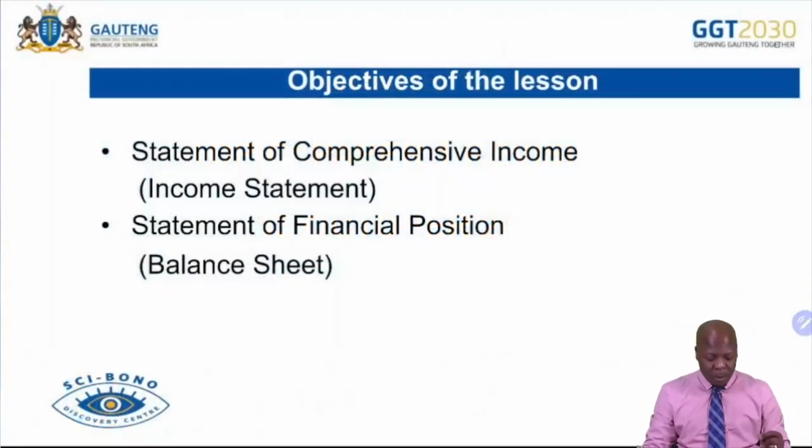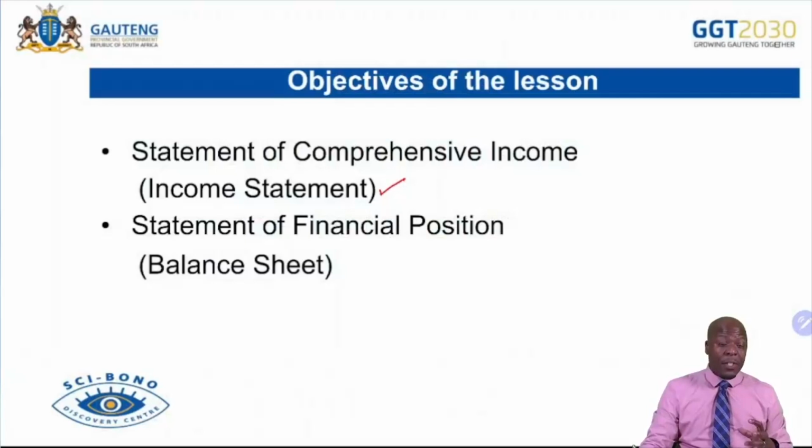In today's class, I'm going to be focusing on the statement of comprehensive income, that is your income statement. And I will also look at the statement of financial position. We're talking the balance sheet. So these are the two statements that I'm going to be focusing on today. Make sure that by the end of today's class, you understand these two statements. I will explain them slowly. I'll make sure that I explain every important aspect, and I want you to engage with me. So you have to have a calculator, as I said earlier on. You must have paper to write on, and you must also be able to follow through.